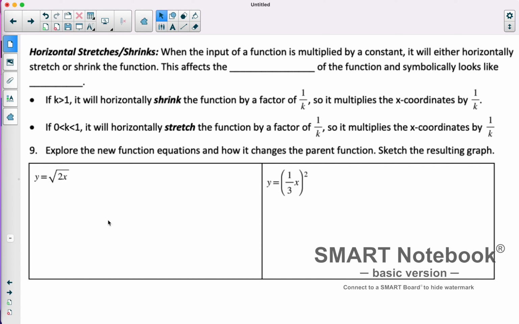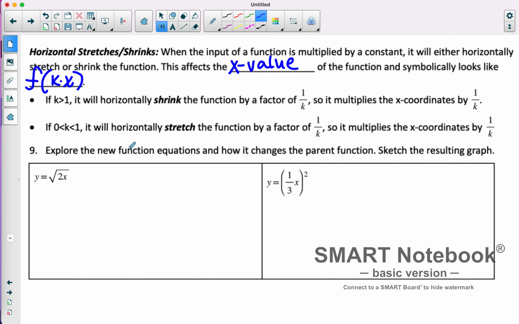The last transformation we have are horizontal stretches and shrinks, and these are definitely the weirdest one. So this is when an input of a function is multiplied by a constant. It will either horizontally stretch or shrink the function. It does affect our x values. Symbolically, you're multiplying the x's by some constant, so k times x. But this one operates a little bit backwards.